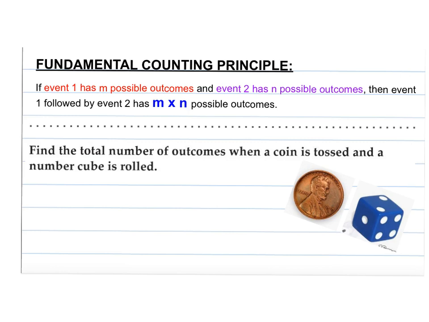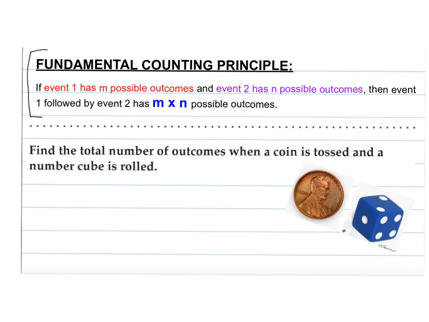Okay, a different way of finding sample space, which is a little bit quicker, is called the fundamental counting principle. So please pause and write this word down with this definition. If event 1 has m possible outcomes and event 2 has n possible outcomes, then event 1 followed by event 2 has m times n possible outcomes. So basically, we're just taking the number of possible outcomes for each event and multiplying them together.